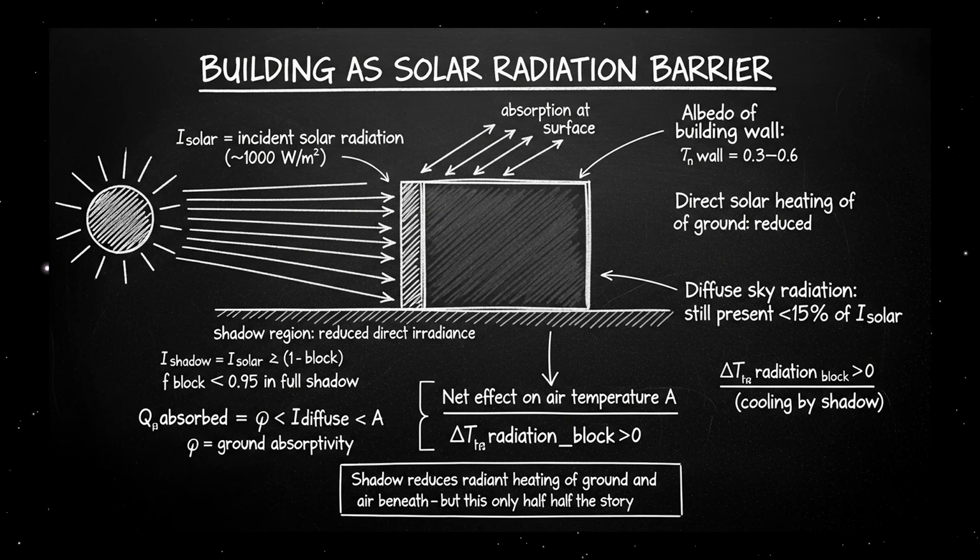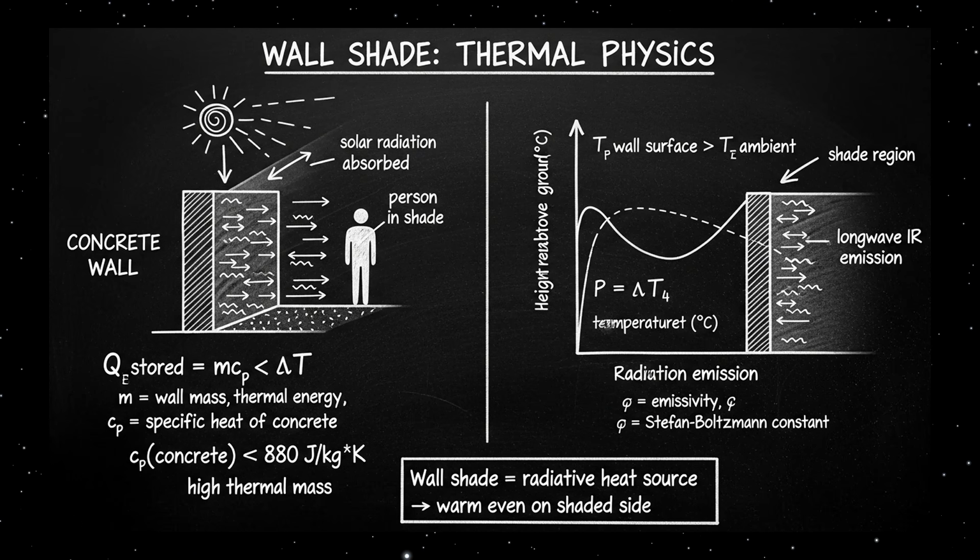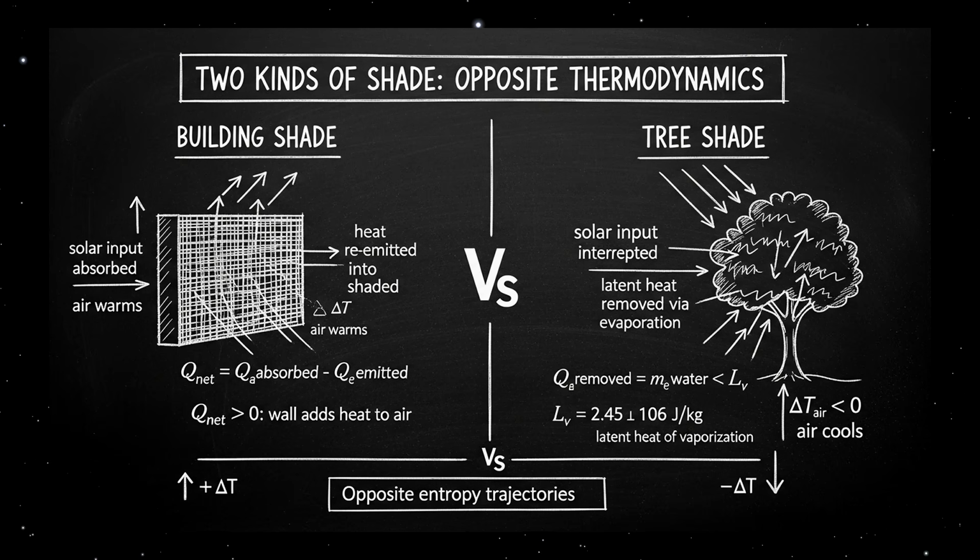The building blocks solar radiation, which reduces radiant heating of the air and ground beneath it. But the building itself, concrete, brick, steel, glass, has been absorbing solar radiation all day and re-radiating it as thermal infrared. The wall you stand beside in the shade of a building is warm. It is adding heat to the air it is supposed to be shading. Tree shade runs the opposite thermodynamics.